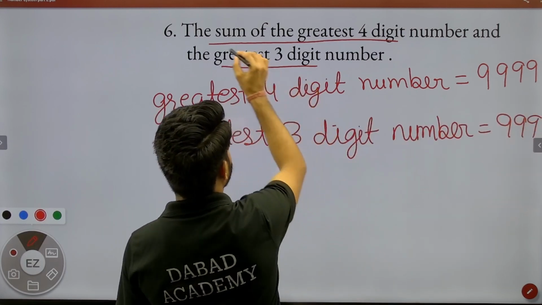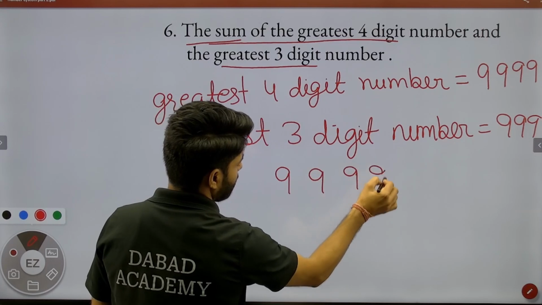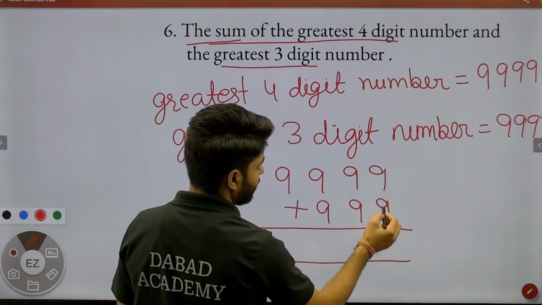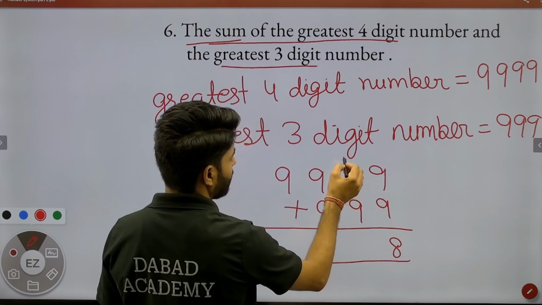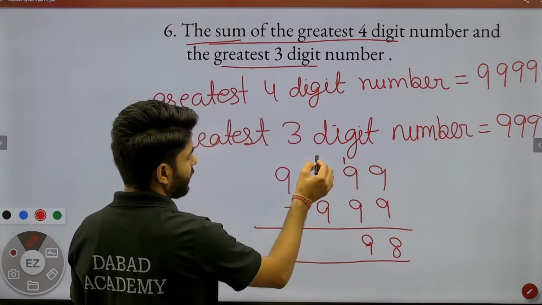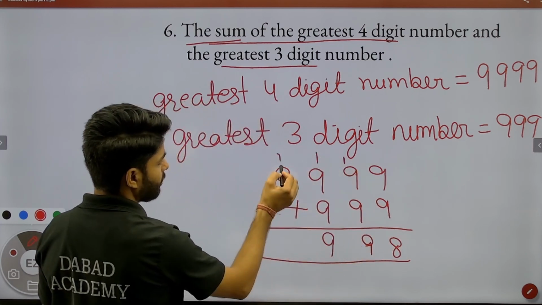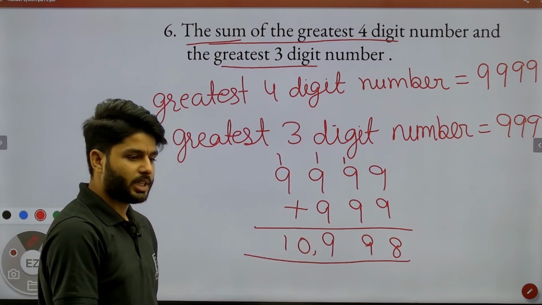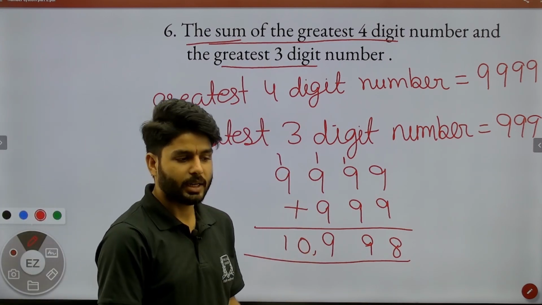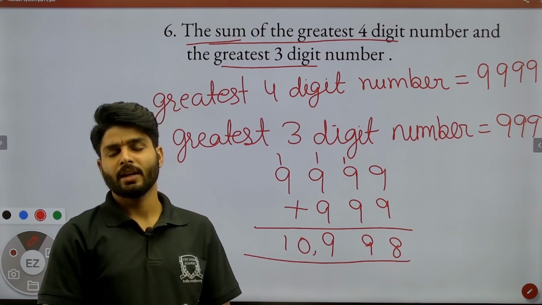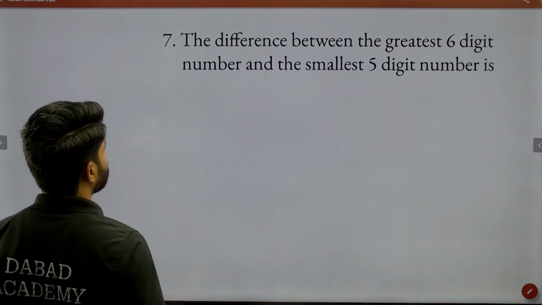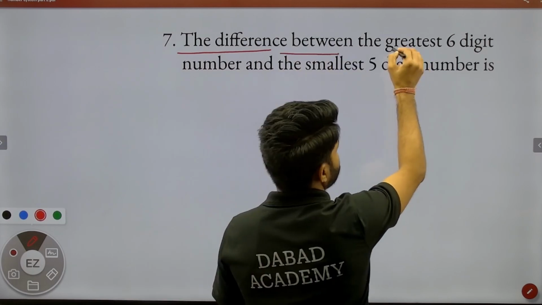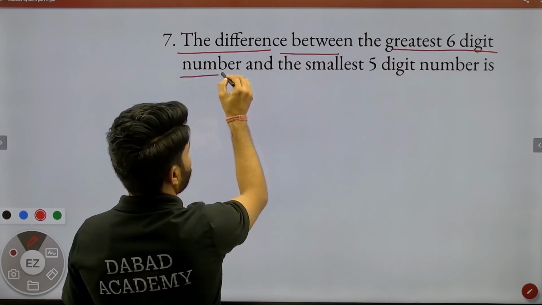Now we have to find the sum of both numbers, and I hope you all know how to add these. So 9 and 9, that is 18, we carry 1, that is again 19, we carry 1, that is 19, and 9 plus 1 carry, that is 10. So the sum of the greatest 4 digit number and the 3 digit number is 10,998.